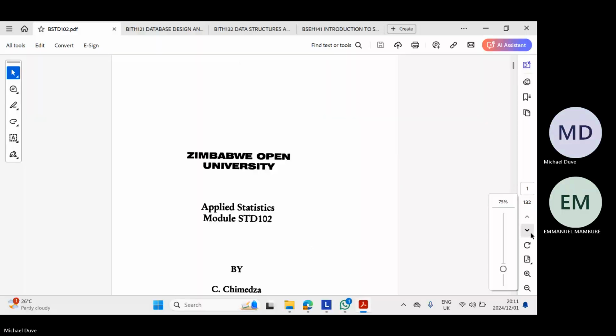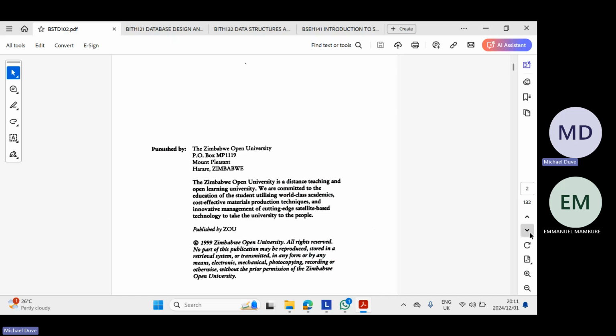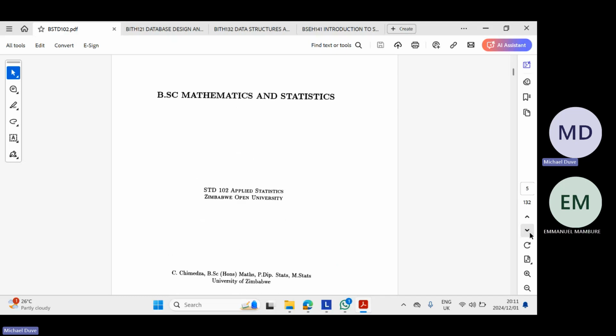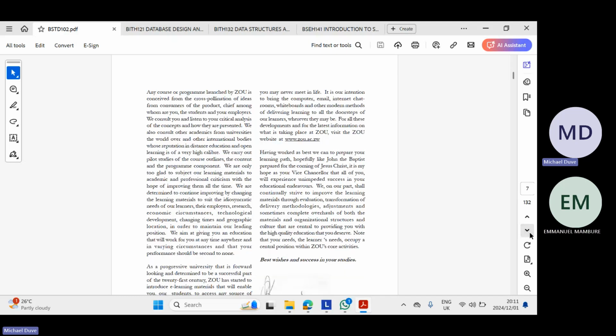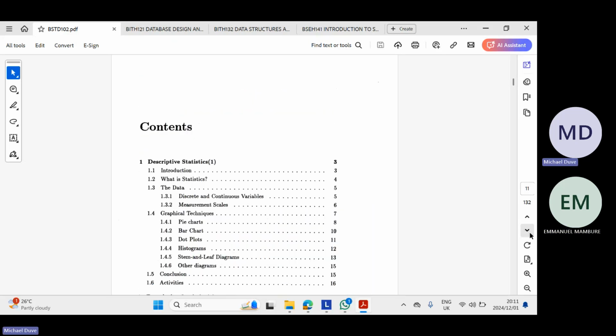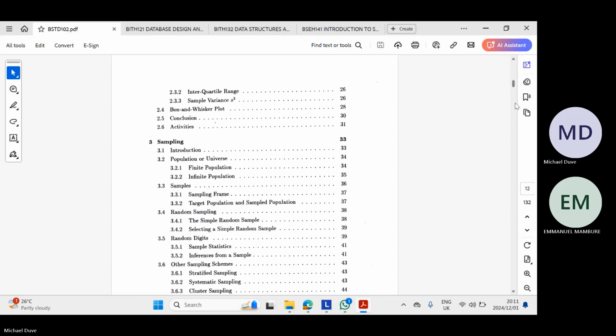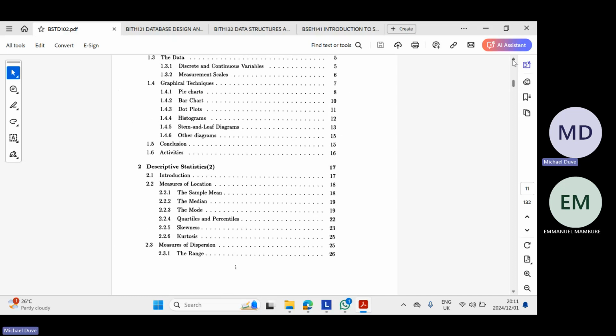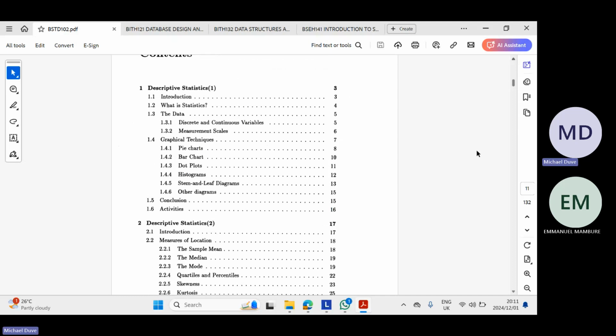So if we just look into the statistics side, I believe you have your scientific calculator with you, right? That's one thing. So we can look into the introduction of statistics. What is statistics? How do you define statistics? What is statistics?